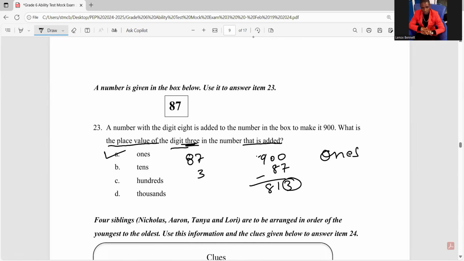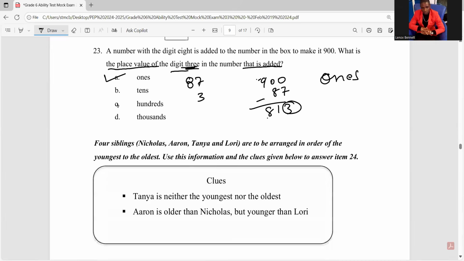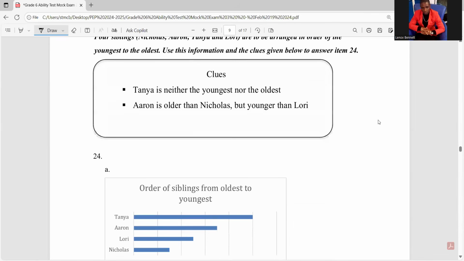However, it's not hundreds because they did not ask for the 8. They asked for the digit 3. All right. So that is ones, 3 ones. So we have to read carefully, guys. All right. Look at this one very carefully as well.